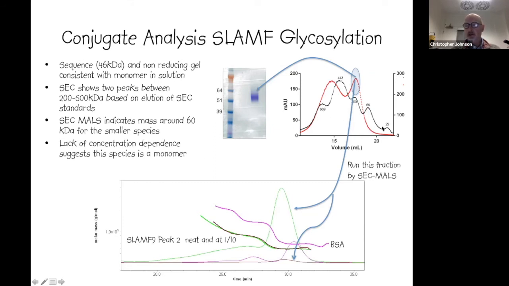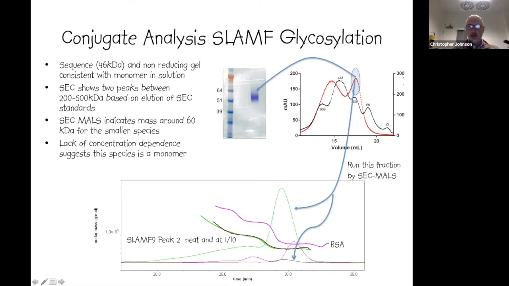You can see the red trace is the unknown sample of this material, SLAMF9. So what we did was to take this second peak, take a cut as well as we could to try and avoid this larger material, ran it out on SEC-MALS, and this is what we see here in the green, the stock concentration, and then here a dilution of 1 in 10 of this stock. And you can see that the mass determined using scattering is constant for both different concentrations.